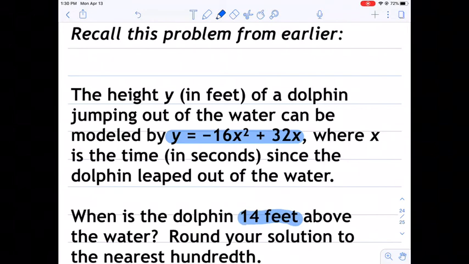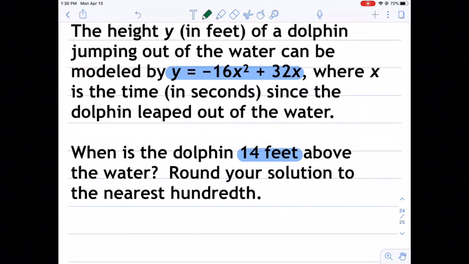The only thing different this time is we want to know at what times is the dolphin 14 feet above the water. So not like last time when it hits the water, 2 seconds. This time we want to know what times is it 14 feet above the water. So basically, when we solve this problem, y becomes what value? 14.